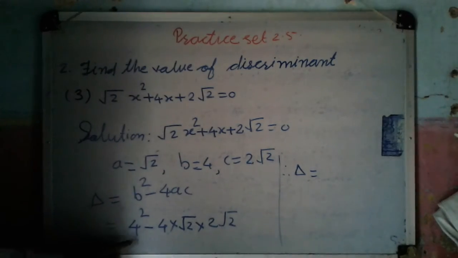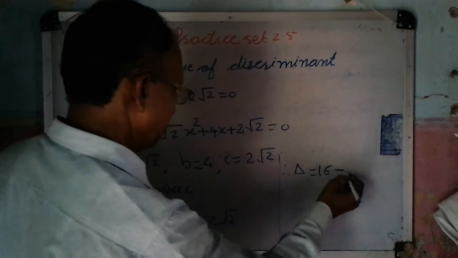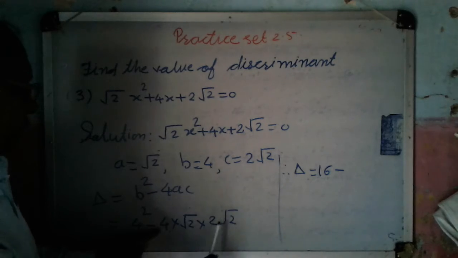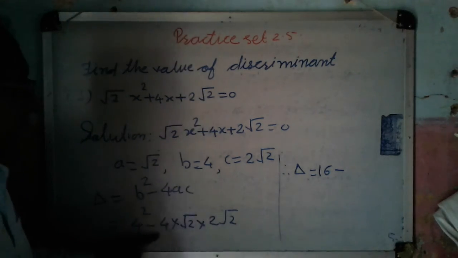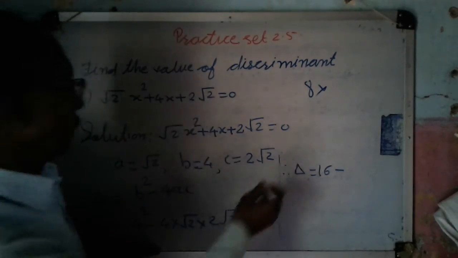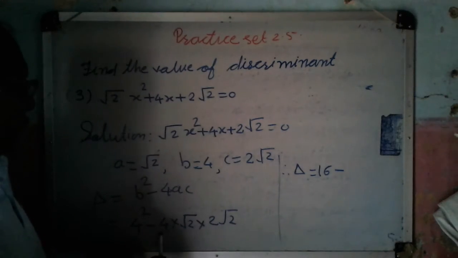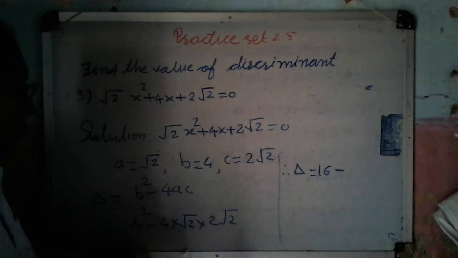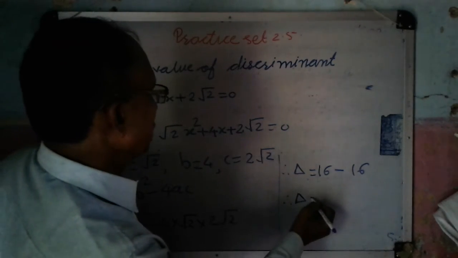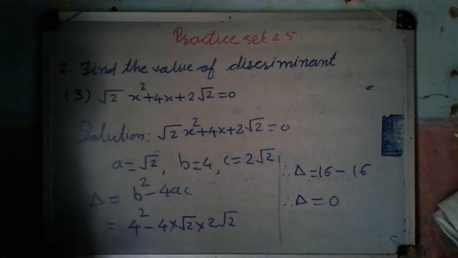Therefore we get 4 square is equal to 16 minus, so here we get 4 into 2, 8. Okay, 4 twos are 8, and root 2 into root 2 we get 2, that is equal to 16. So multiplication 4 into root 2 into 2 into root 2 is equal to 16. And therefore 16 minus 16 is equal to 0. Therefore the value of delta is 0.